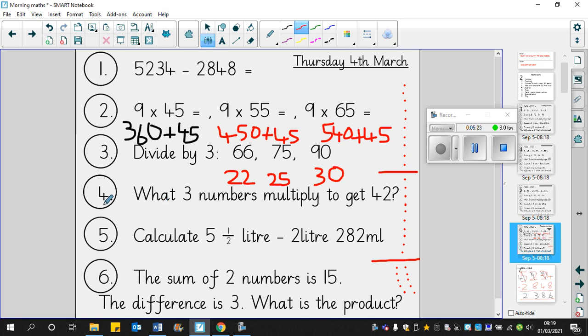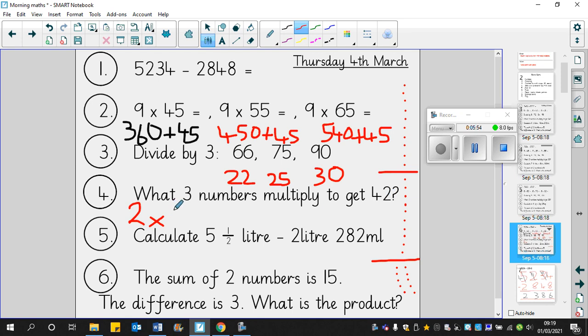Question number 4. What 3 numbers multiply to get 42? Once again, there are a number of different answers to this. So let's always start off with a fairly small number. So let's go 2. Now, if we do, let's say, 2 times 5, then 2 times 5 is 10, which is fine, but 42 isn't in the 10 times table. So we've got to think what times table is 42 in.